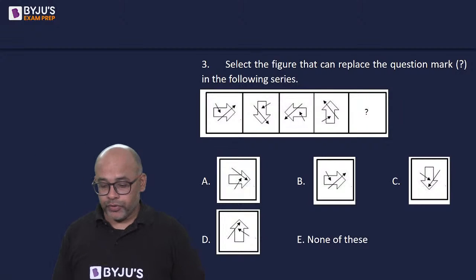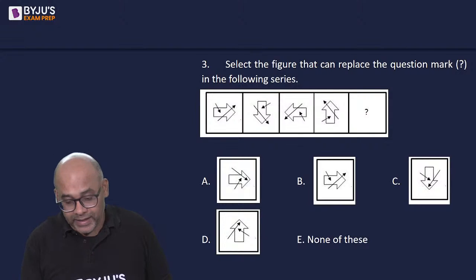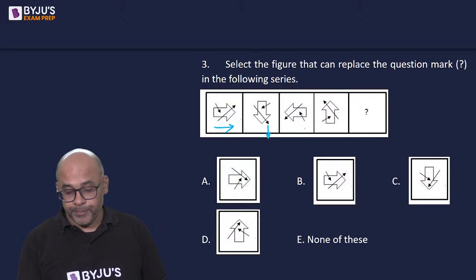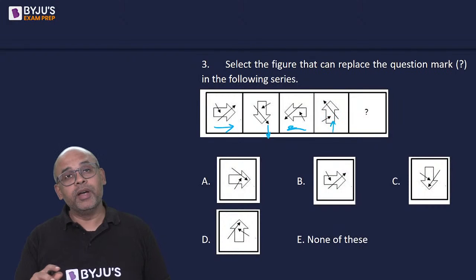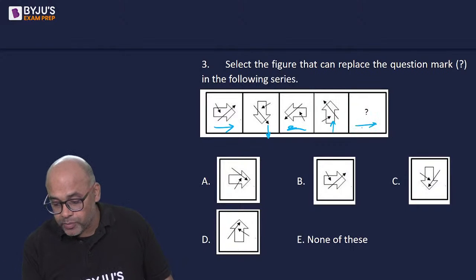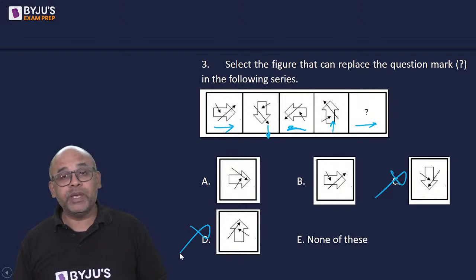Alright, so for those of you who have seen, attempted and given an option, let's see whether your answers are correct. Arrow first, big arrow going right, now bottom, then left, then top. By that logic, it is moving in clockwise direction. So next the big arrow should be right. So this is wrong, this is wrong. Now what about A, B or E?